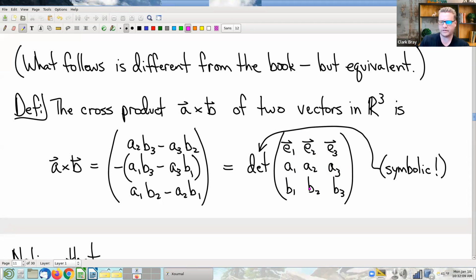Let's compute and see, is the first element what it's supposed to be? Here, let me do it like this. The first element, there it is. Well, how would I compute the first element from this symbolic determinant? The first element would be, well, what gets multiplied by E1? A2B3 minus A3B2. Exactly what we have there.